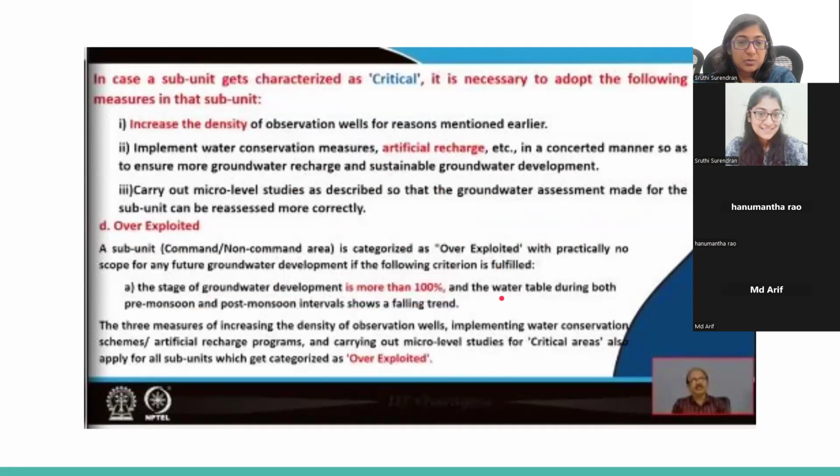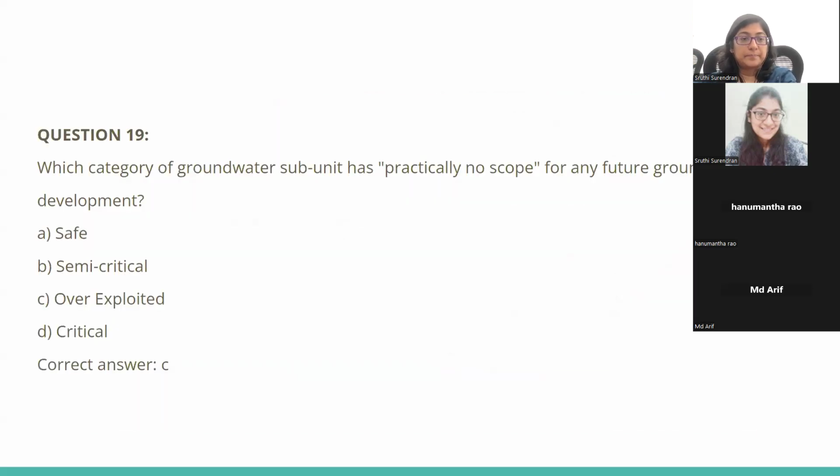So these are things that you will have to go through again and keep in mind. It's a bit confusing because all of them are categorized based on the same criteria. So which is for which is something that you might need to memorize or find a link to study. But again, as the name suggests, safe, semi-critical, critical, overexploited, it is in that level that the potential of groundwater recharge is possible in these areas.